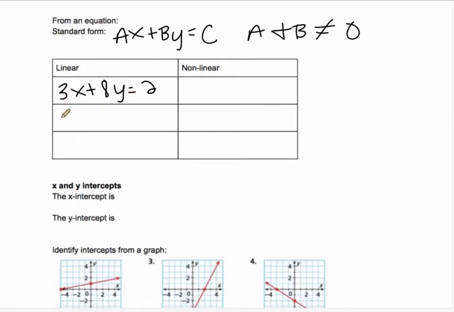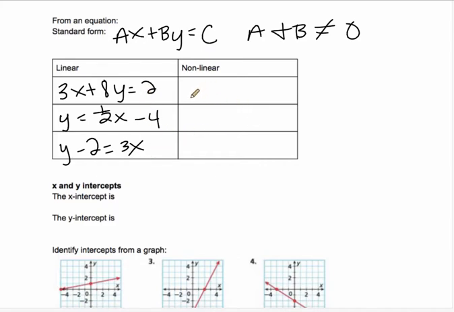Another example of a linear function would be y equals 1/2 x minus 4. Because I could move this to the other side and it would look like this. And then y minus 2 equals 3x. Again, I can move the 3x over and move the minus 2 over, and it would look like standard form, ax plus by equals c. So these are all examples of linear functions.